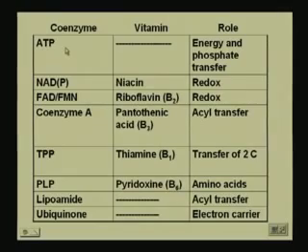First of all, let us start with ATP. ATP means adenosine triphosphate. It is not formed from any vitamin, but it obviously has a role. Its role is in energy and phosphate transfer. How does it do that? Because each of the high energy bonds that are broken, especially the gamma phosphate bond, gives us minus 30 kilojoules per mole of energy.